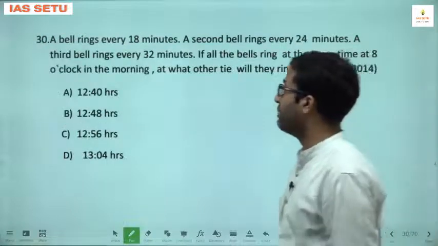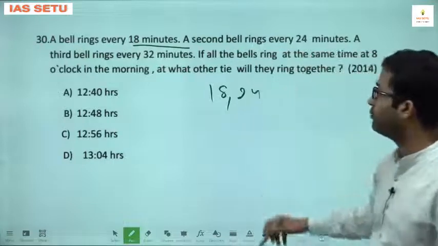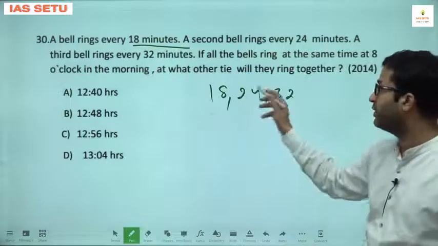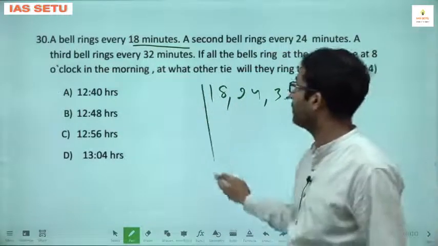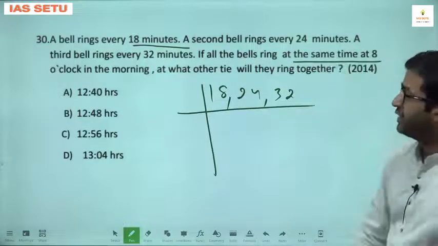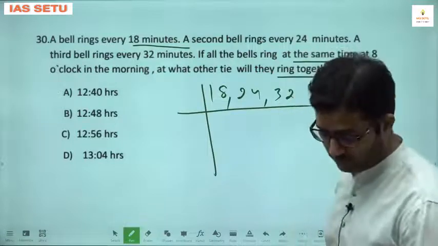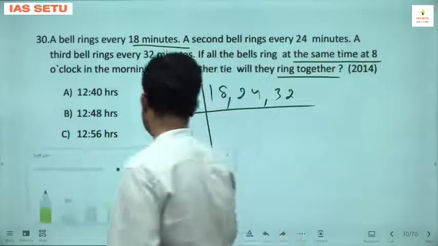Question number 30. A bell rings every 18 minutes. The second bell rings every 24 minutes. The third bell rings every 32 minutes. This means multiples of 18, multiples of 24, multiples of 32. Multiple means LCM. If all the bells ring at the same time at 8 o'clock in the morning, at what other time will they ring together? So we have to see the LCM here.